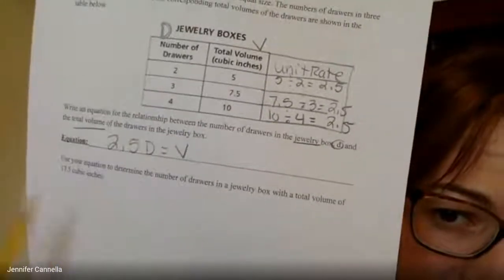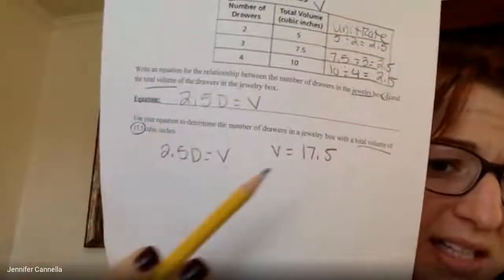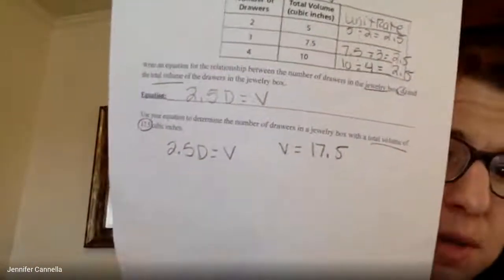2.5 D for draws is equal to V, the volume. Now I'm going to use this equation to do the next part. It says, use your equation to determine the number of draws in a jewelry box with the total volume of 17.5. So I'm going to rewrite the equation: 2.5 D equals V. The volume now is 17.5. I didn't do anything else; I used the equation as it says, and now I substituted what the volume is.